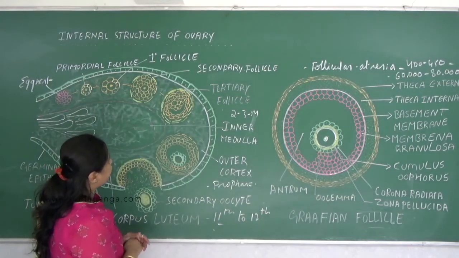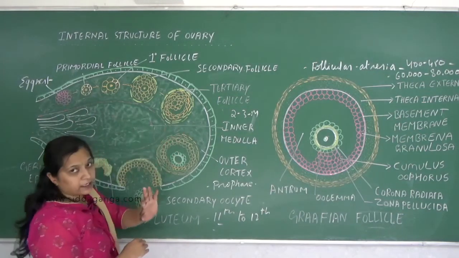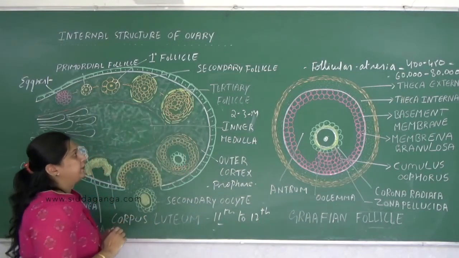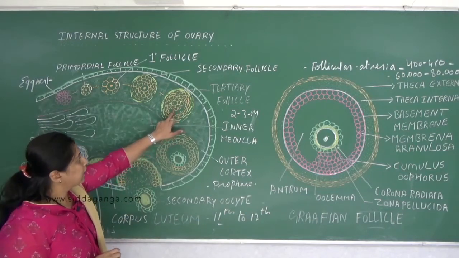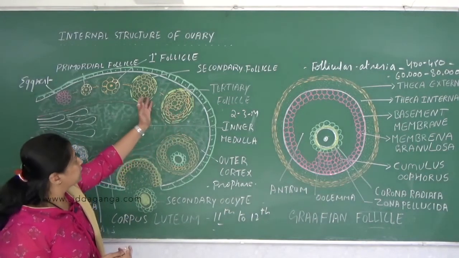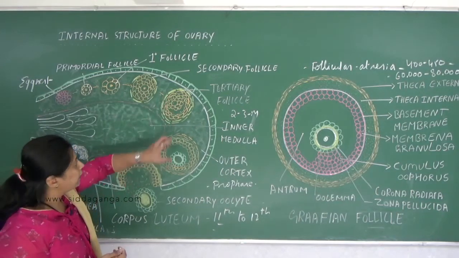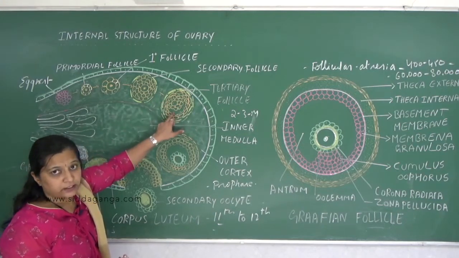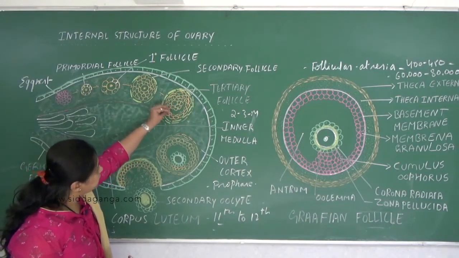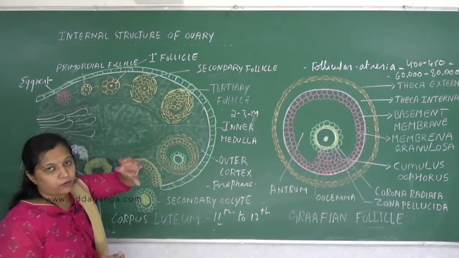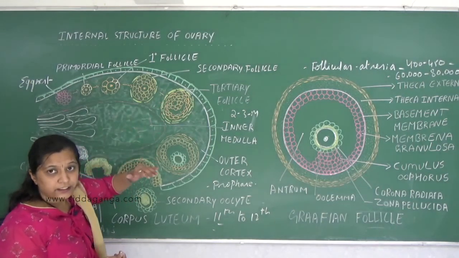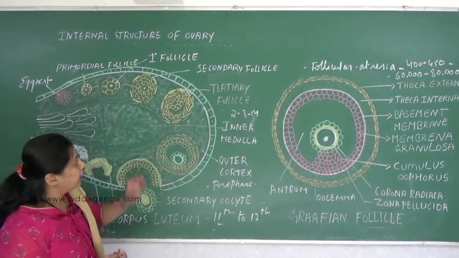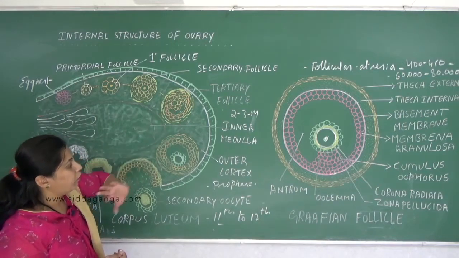Now the secondary follicle will grow and develop into a tertiary follicle. The tertiary follicle is characterized by the presence of a cavity called the antrum. During the transformation of the secondary follicle into a tertiary follicle, a cavity starts appearing in between the granulosa cells. Initially that cavity is small and crescent shaped, but gradually it becomes larger, and this cavity is called what?